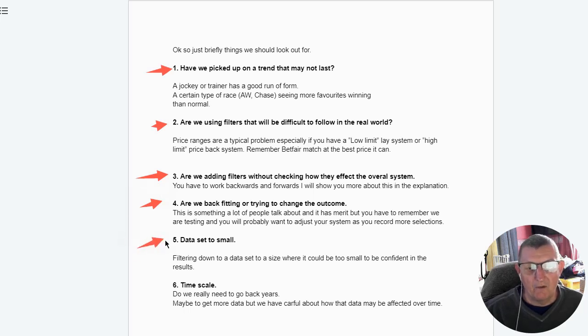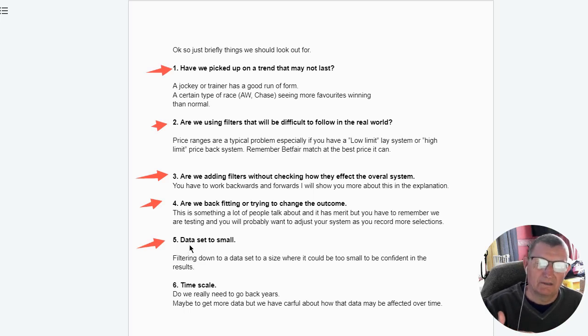The fifth thing you might want to talk about is data set. The amount of results that you're working with. The more filters you add, the less results you have. And you've got to be careful that you don't go down to so few results that it doesn't make any sense. Okay, so that's another thing that you really want to talk about.